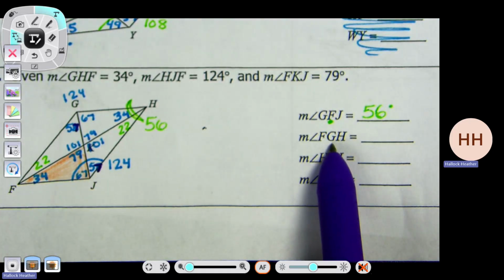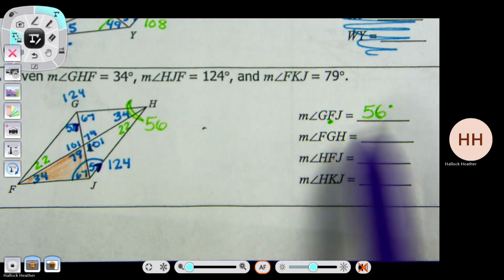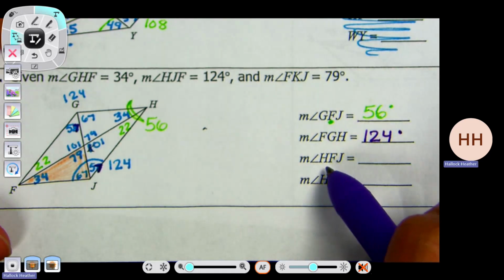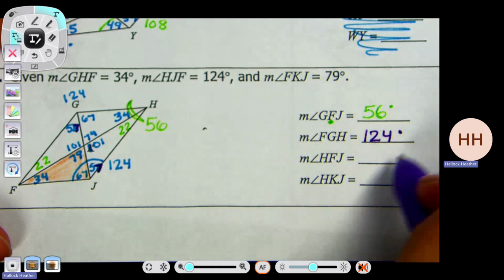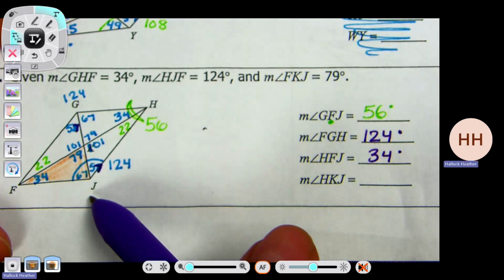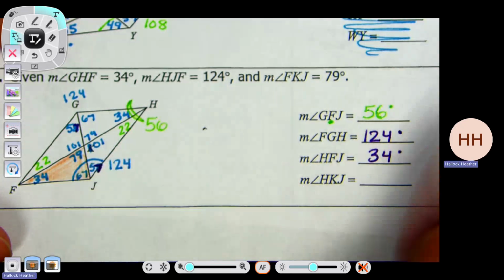How much is FPH? 124. How much is 34? HFJ? 34. HK. HKJ. HKJ is 101.